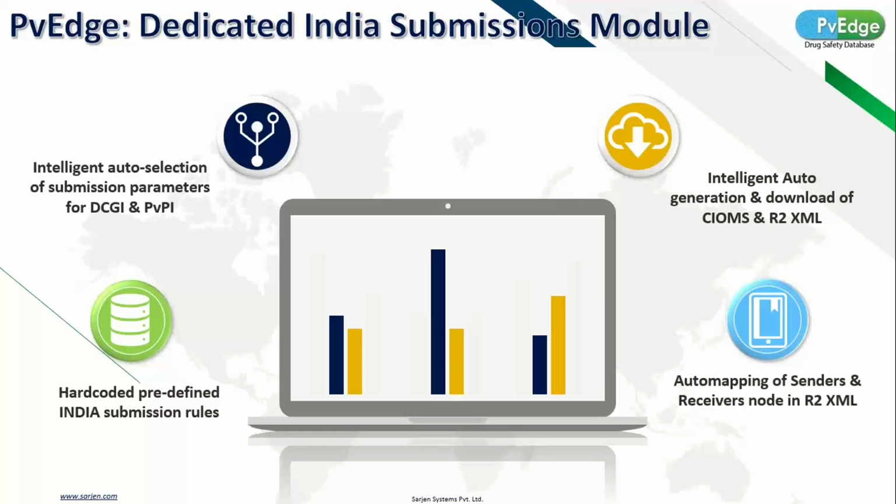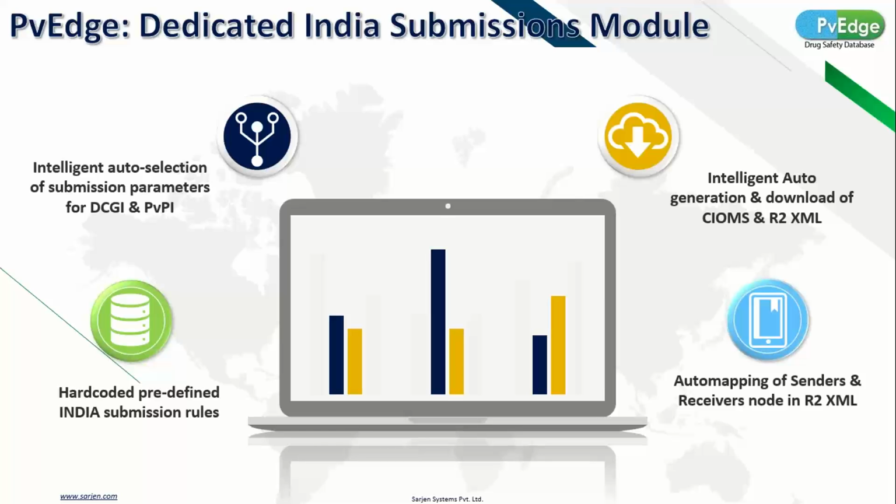There are several other aspects actually. Whenever you pull these reports, you have to take those communication details, draft a mailer, and prepare the cover letter for whenever you submit any data to Indian authorities. With that cover letter, you have to attach the SIOMs and the R2 XML separately, and mail those details to the corresponding authorities like DCGI and PvPI.